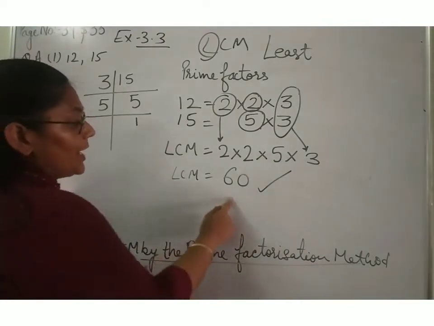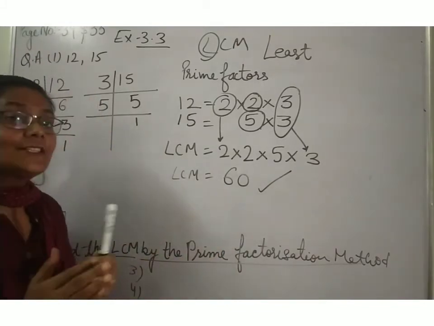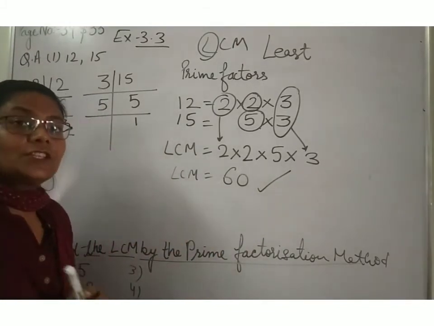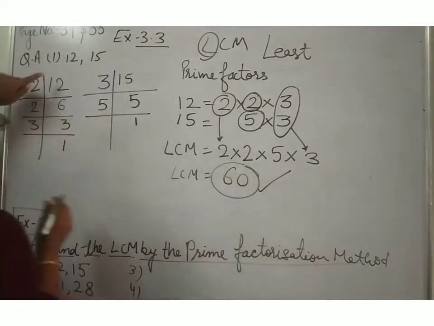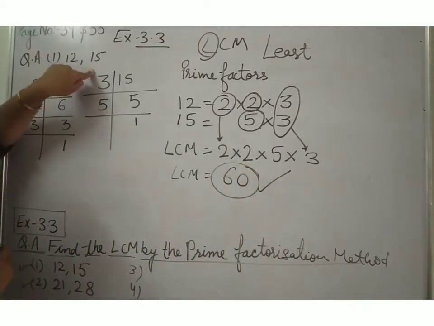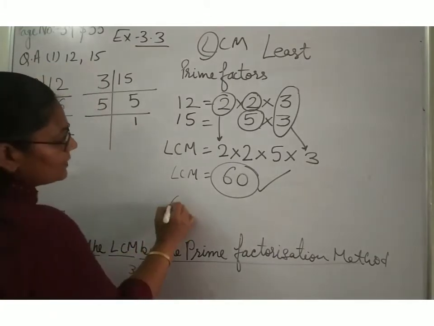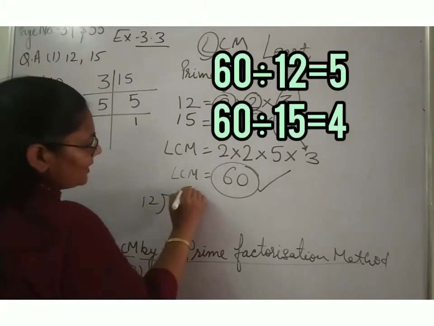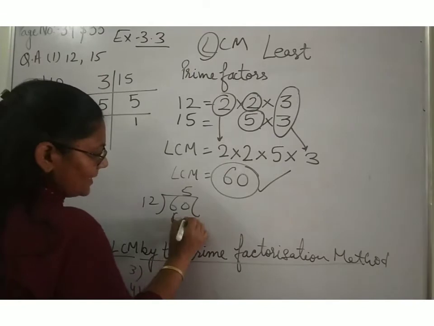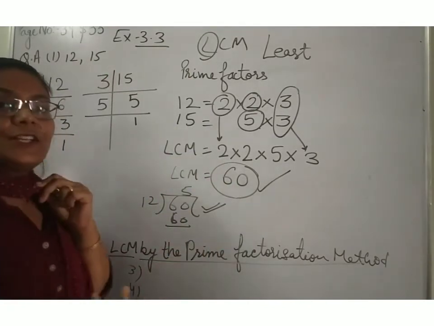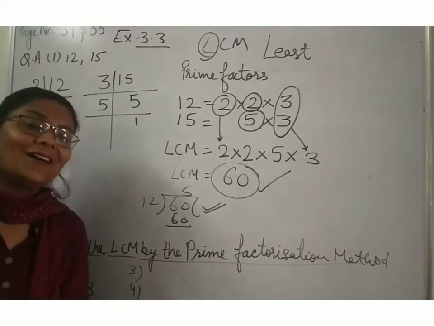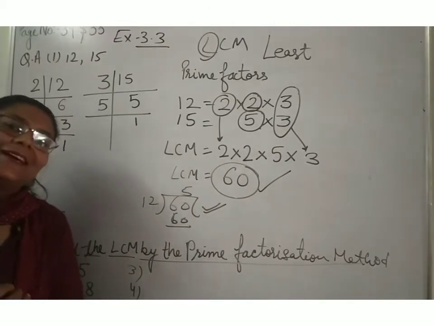Now you can check your LCM also. As I told you, the LCM which you have taken out is the least common number which is divisible by both given numbers. So 60 has to be divisible by 12 also and 15 also. So 12 5s are 60, so it is fully divisible, and 15 4s are 60. So it is fully divisible by both the numbers. So my answer is correct.